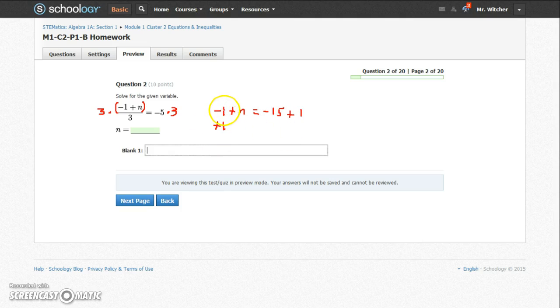1 minus 1 is 0. So these terms are gone. And we have n equals negative 15 plus 1. So n equals negative 14.